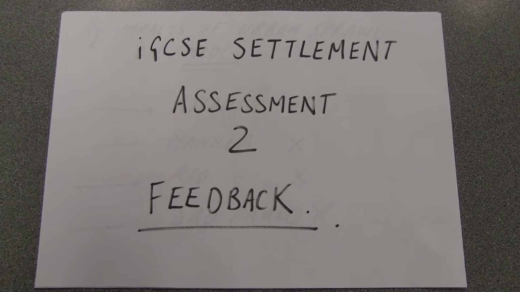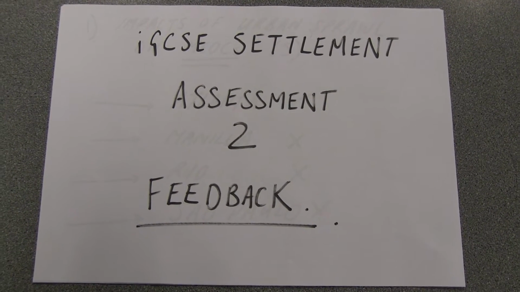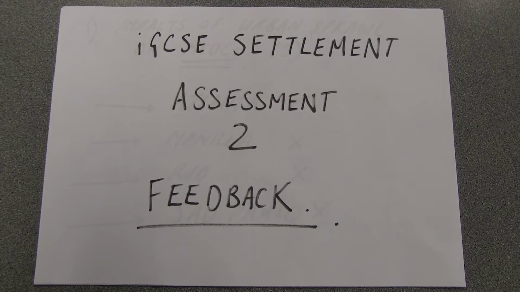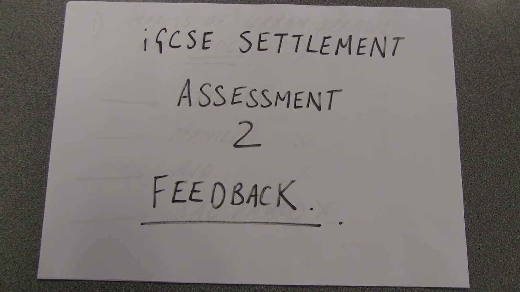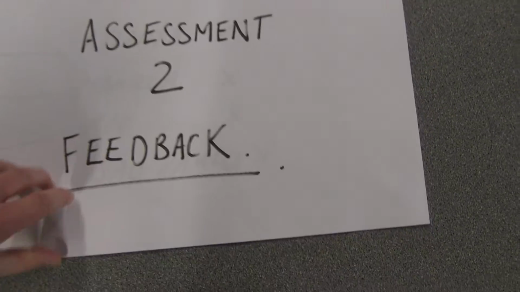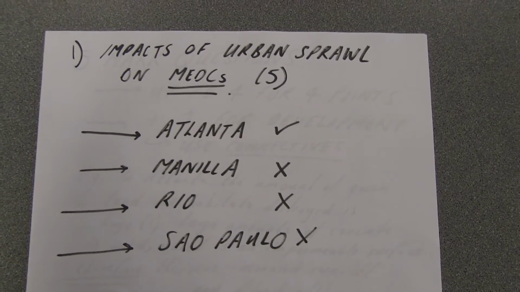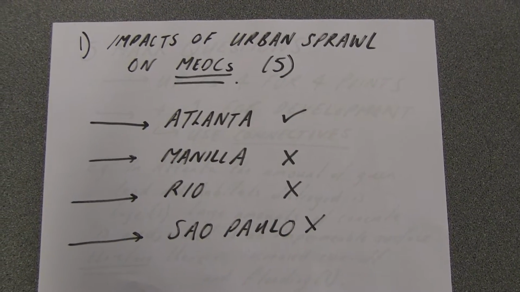So here is your feedback, so make sure that you've got those self-assessment sheets at the ready. Remember, you can pause, stop, rewind and re-look at this video anytime you like, and it could also be quite useful for your revision. Okay, right, so first question up was a 5-mark question, and the question asked you about the impacts of urban sprawl on MEDCs.